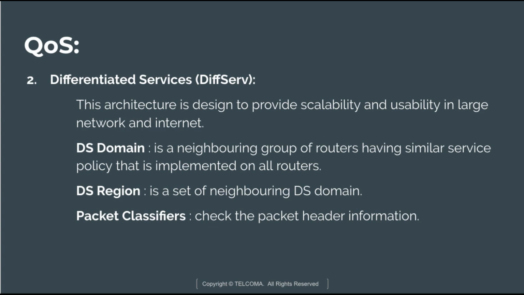The DS region is a set of neighboring DS domains and it ensures the DS service for all domains spanning the path. The last part is the packet classifier. It checks the packet header information, chooses the packet from the data network, and verifies the packet header according to the predefined rule. So these are the parts of the differentiated services: DS domain, DS region and the packet classifier.